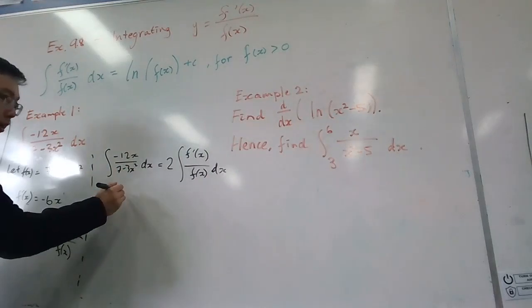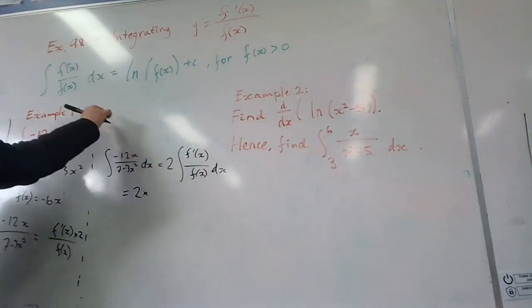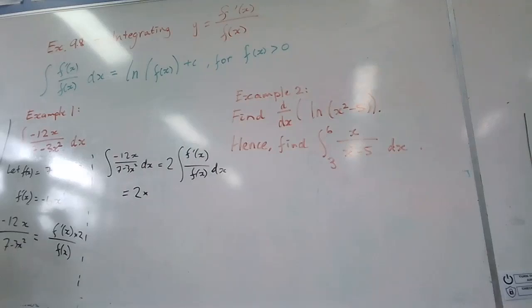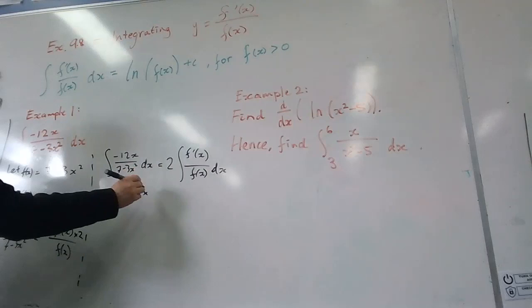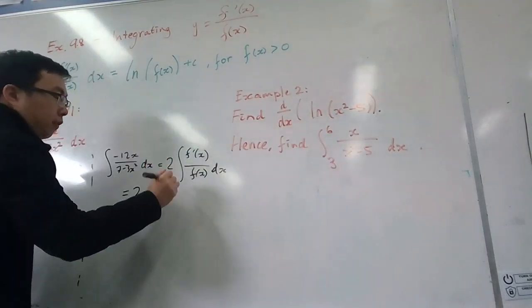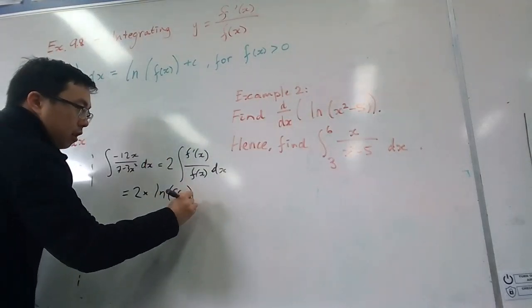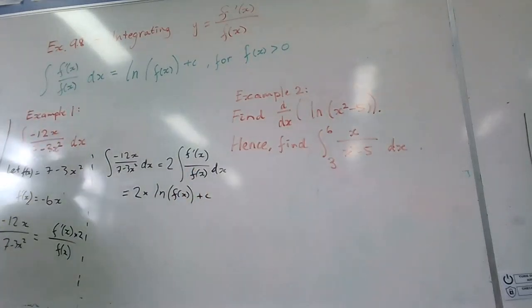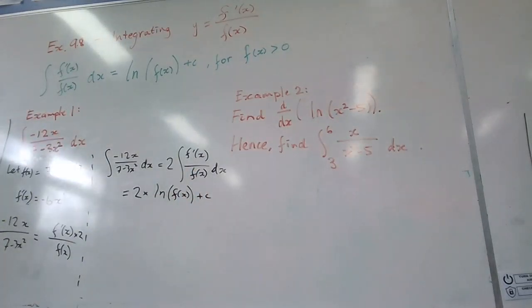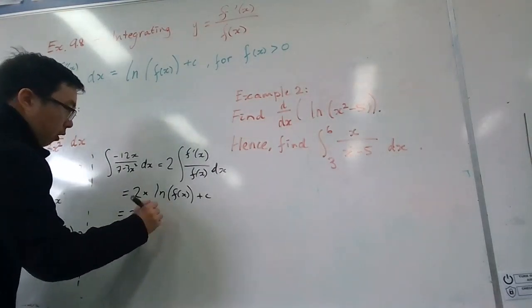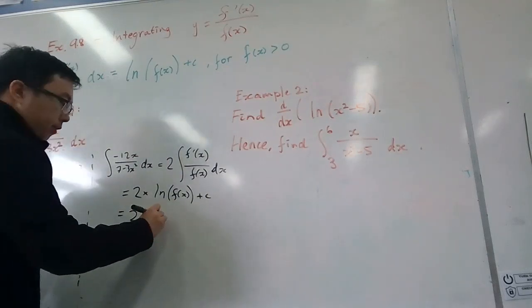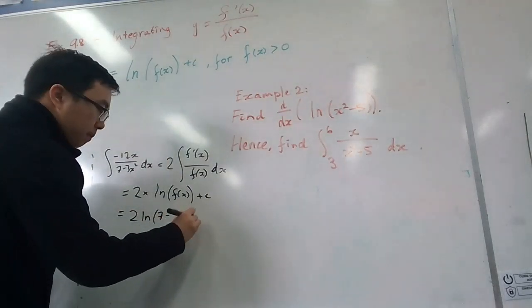Of course, it equals 2 times, using the formula from above, the antiderivative of the derivative over the function itself, which is equal to ln of the function on the bottom, f of x, plus c. Any questions about that so far? Of course, I need to substitute it in, which means that's 2 log base e of, and I'm going to put the function on the bottom, 7 minus 3x squared plus c.